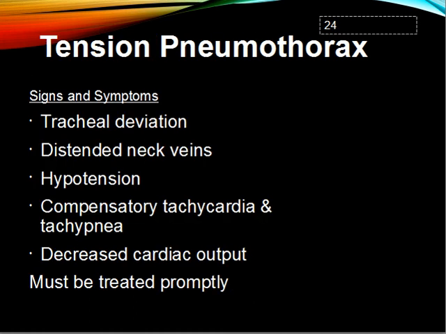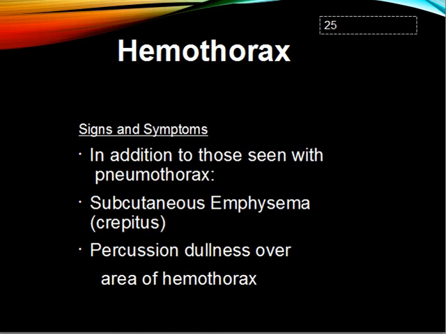Tension pneumothorax, which is pressure on the inside pushing the lungs over, can cause tracheal deviation, distended neck veins, hypotension, compensatory tachycardia and tachypnea, and decreased cardiac output, and must be treated promptly. Hemothorax, blood in the pleural space, has signs and symptoms in addition to those seen with a pneumothorax. They also include subcutaneous emphysema and percussion dullness over the area of the hemothorax.